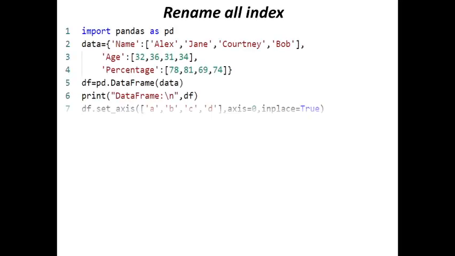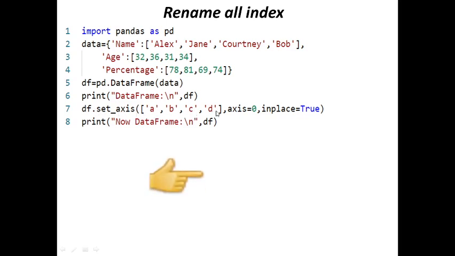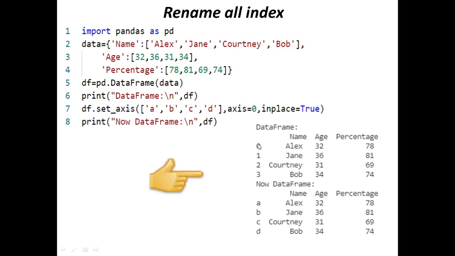Now let's rename all index. To rename all index, again we are using the set underscore axis function, but this time we are writing axis equals 0. So 0 means we are referring to the index, or we can also write index, right? So this statement will rename all index names with A, B, C, D. After running this code, the output will be, so earlier index values are 0, 1, 2, 3 and now values are A, B, C, D. So using axis equals 0, we can rename all index.